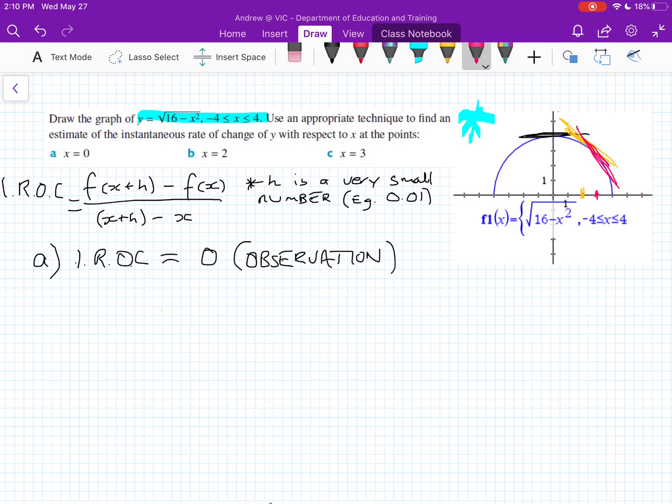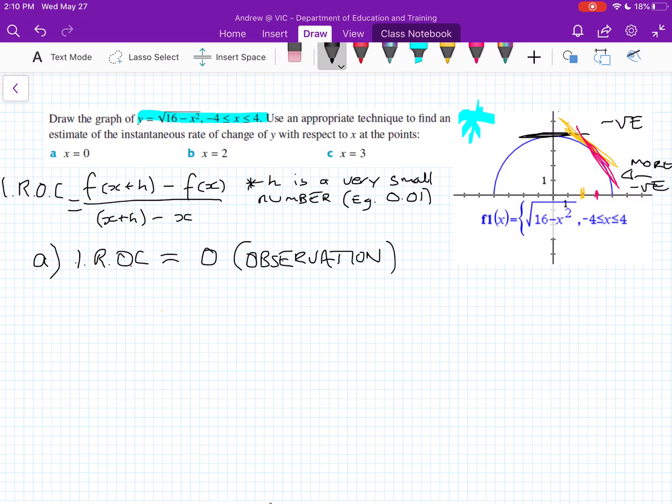Yet again, it's not perfect. But hopefully we can see that these are both going to be negative gradients, because they're going down from left to right. So they're negative, and this one is going to be more negative. So we've got a little bit of information just from observation there.